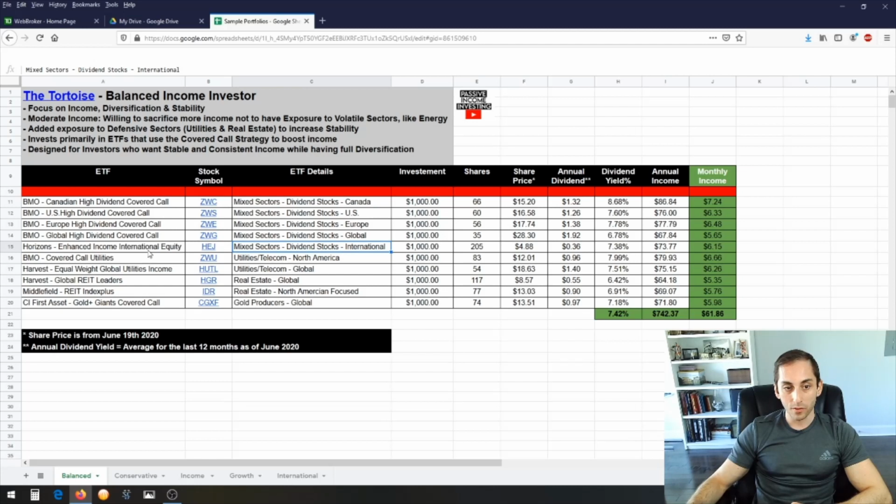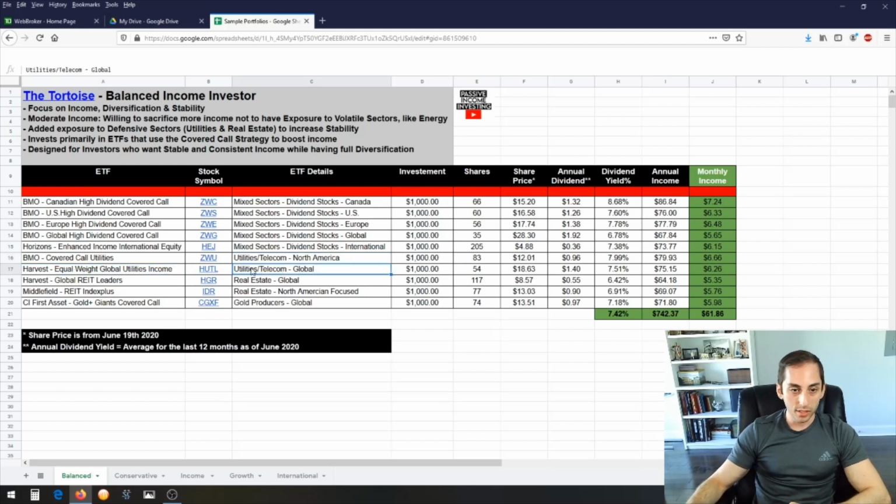So the first 5 are all mixed sectors, are really region-based, so very broad-based, which is good if you're looking for diversification like this profile is looking for. In terms of the next 4, they are sector specific, so they're defensive sectors like I mentioned here at the top. So the ZWU and HUTL cover the utilities, which is a very safe and defensive sector. So ZWU covers utilities and telecom in North America. HUTL from Harvest is more global.